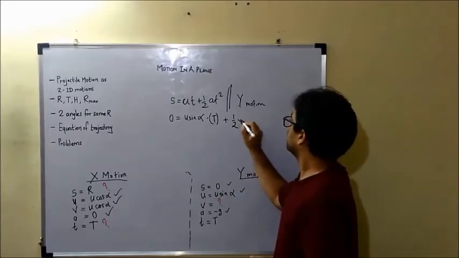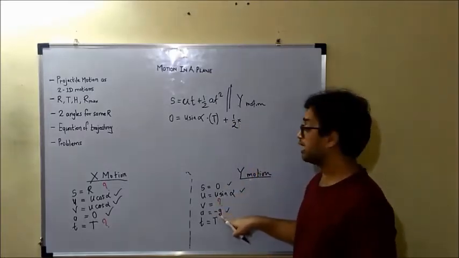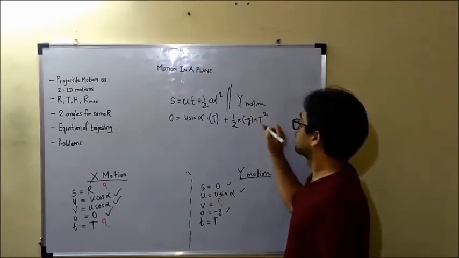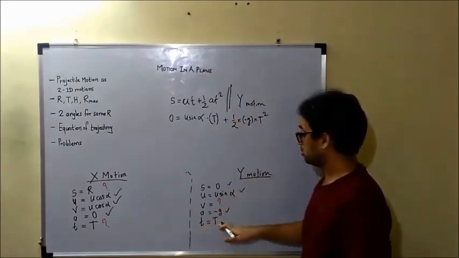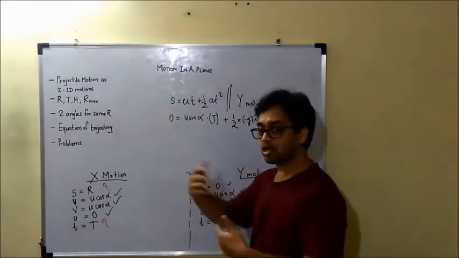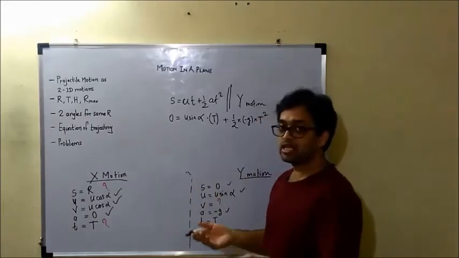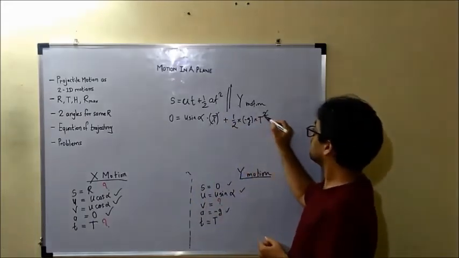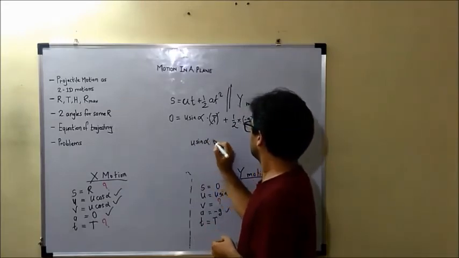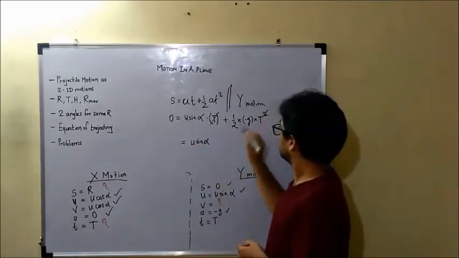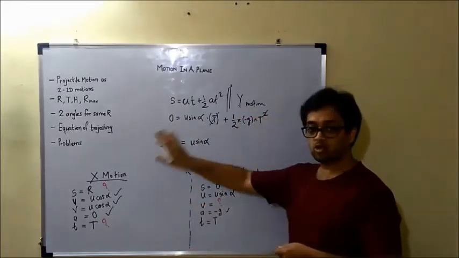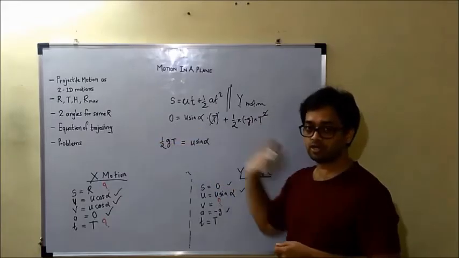Plus half into acceleration. How much is acceleration? It is minus g. So let me put here minus g into capital T square, because small time is capital T. Okay. Now since this part is negative, let me bring it on this side so that it will become positive. Simultaneously, I am going to cut one of the t's, right? So what am I left with? I am left with u sine of alpha is equal to half into g into t. It has turned into a positive sign. Also, I have cut one of the t.